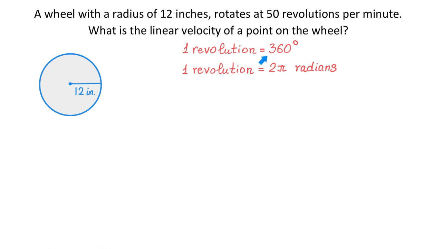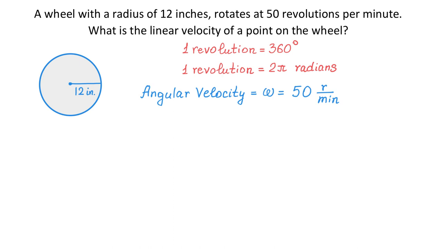The given quantity of 50 revolutions per minute represents the angular velocity of a point on the wheel. The angular velocity is represented by the letter omega, and it is equal to 50 revolutions per minute. Angular velocity shows how much of an angle an object travels on a circle in a certain amount of time.